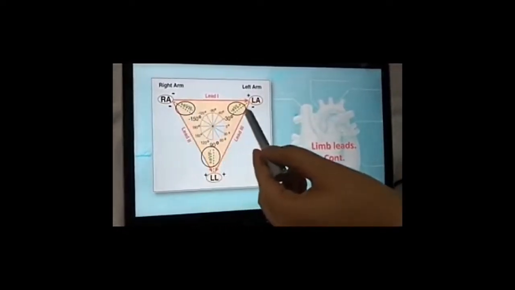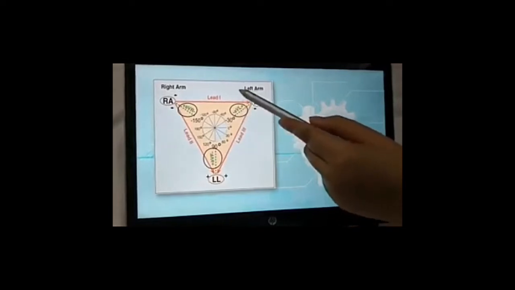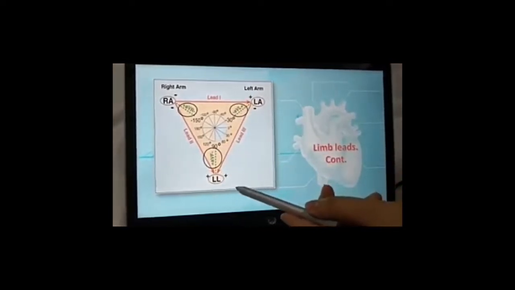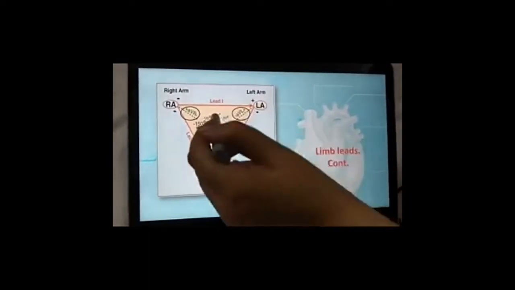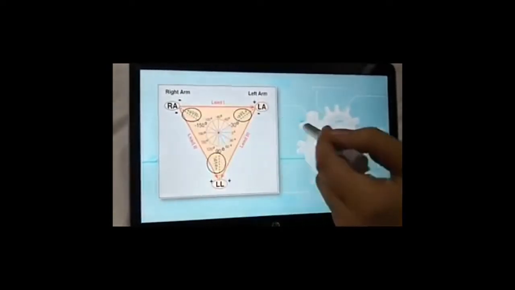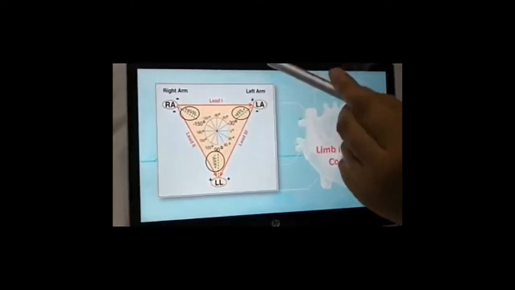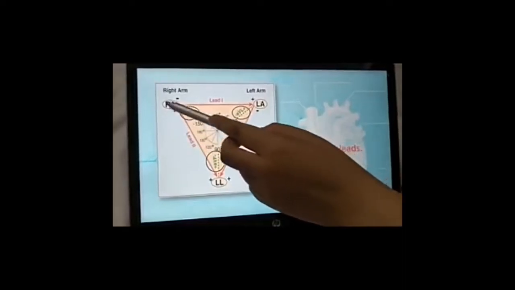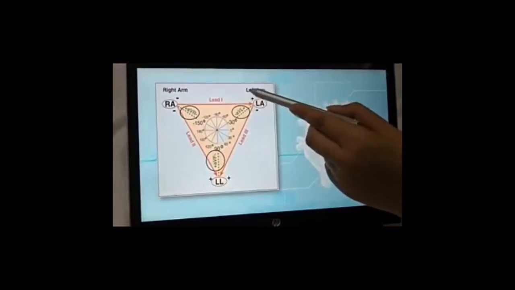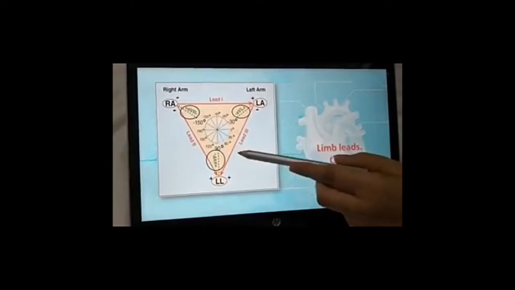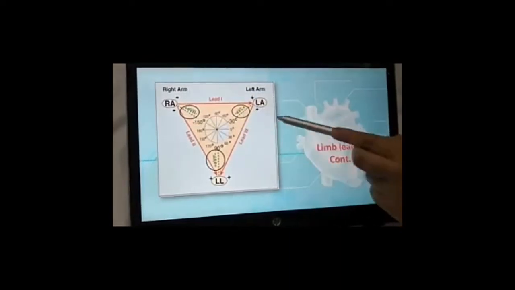What about the 3 other limb leads? There are aVR, aVL, aVF. R from the right, L from the left, F from the foot, so left leg. aVR, aVL, and aVF are unipolar because they use one limb electrode as a positive pole, and take the average of the inputs from the other two as negative poles. يعني aVR is right arm positive, everything else negative. aVL is left arm positive, everything else negative. aVF is left leg positive, everything else negative.